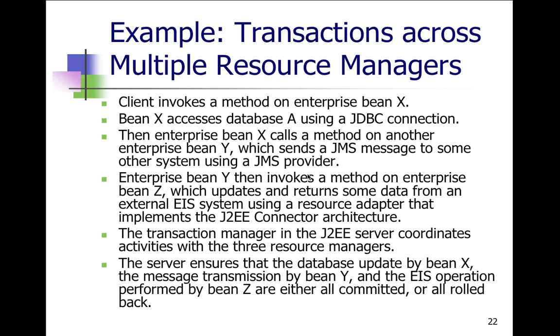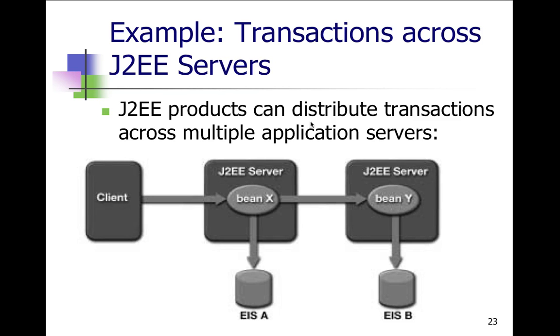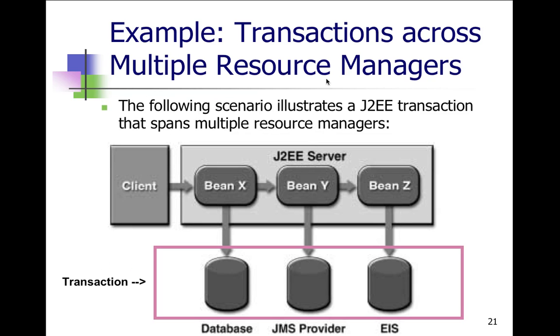So the server ensures that the database updates of bean X and the message transmission of bean Y, and the EIS operations performed by bean Z either all commit or they all roll back. So the transaction manager is taking care of that. So now we have, and this was on one server, by the way.